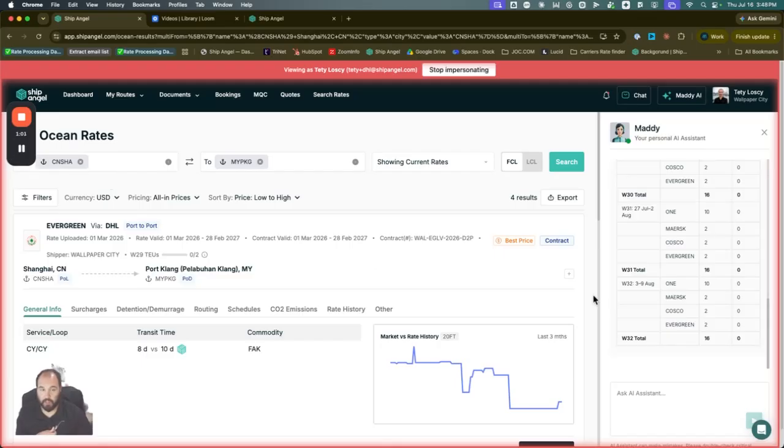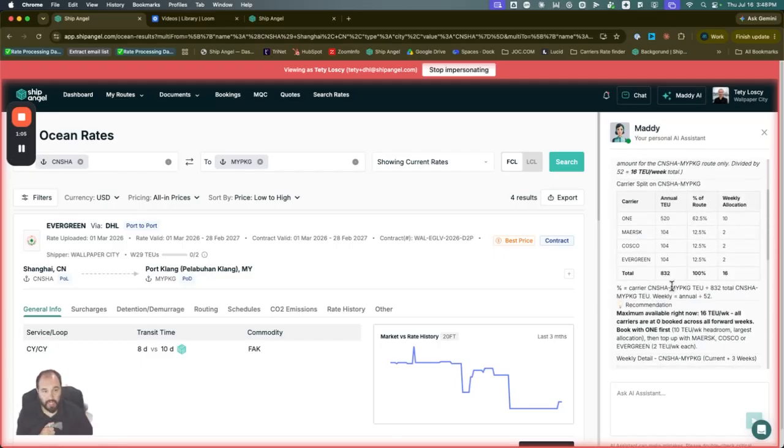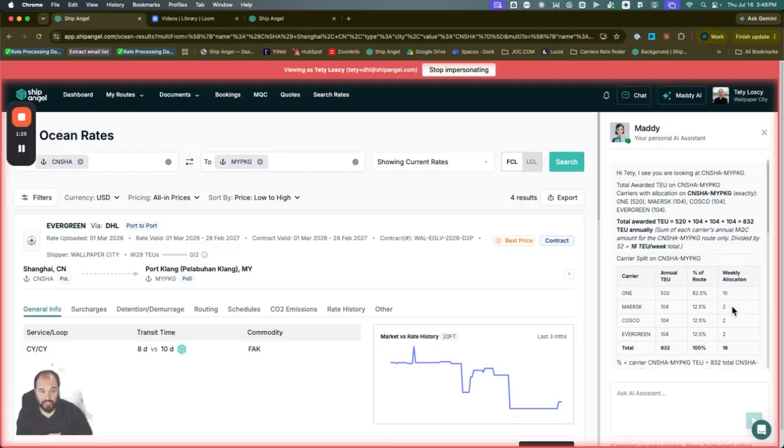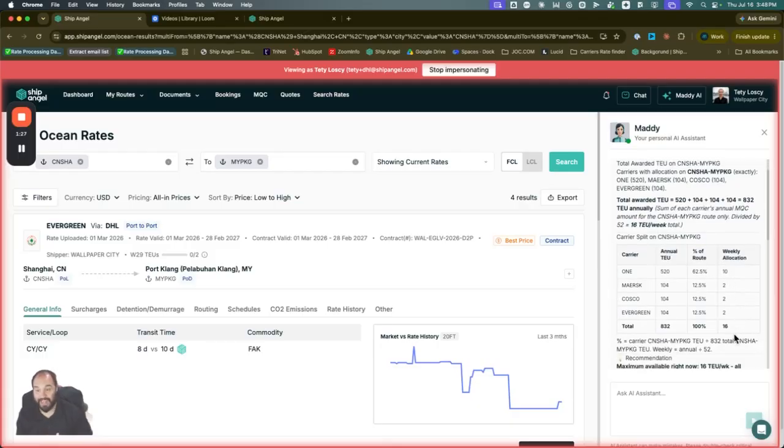From here on the right, you're going to see Maddy now has presented these rates and said, hey, here's what you need to know based on your allocations and your operational data that's being fed inside of Ship Angel. You have carriers, you have TEUs that are awarded annually, you have a percentage of which carrier gets what award on this lane. O&E shares the bulk in terms of percentage and volume, and thus weekly allocation of 10 TEUs versus 2 for the other. I get 16 TEUs of capacity allocated on this lane, and here's the breakdown of it.